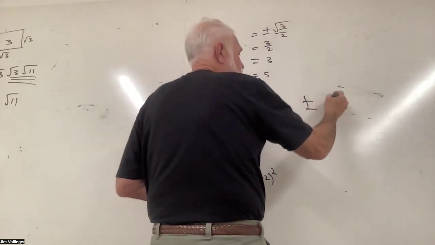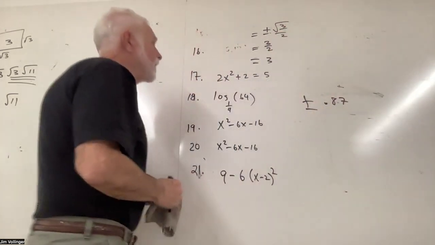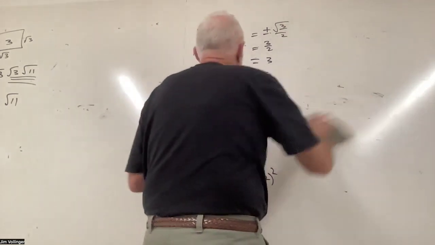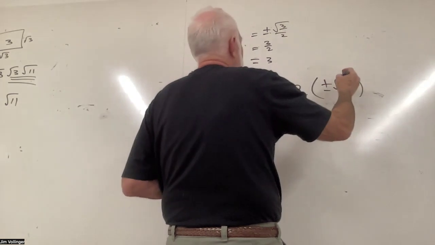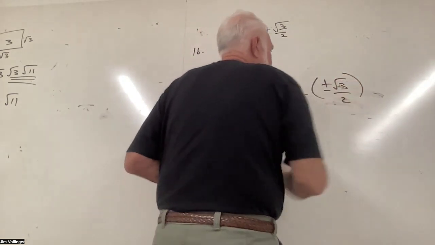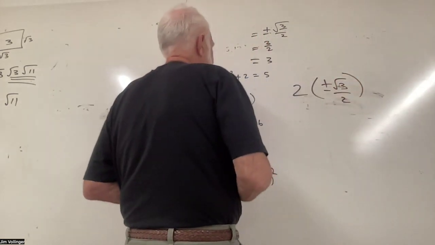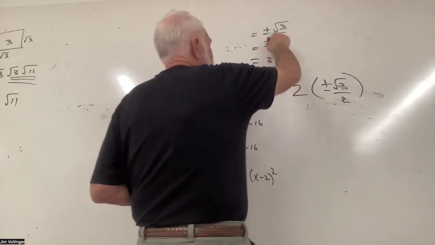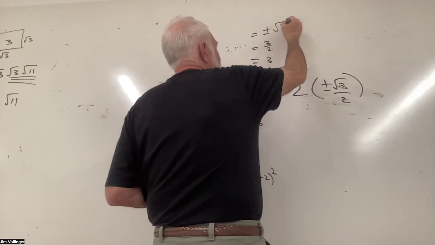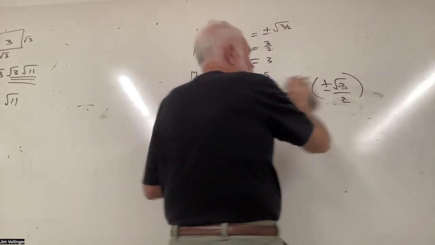I'm using 0.87. But let's see if it actually works. Let's double our answer. Plus minus the square root of 3 over 2. Was it 3? Was the 2 inside? I forgot. Oh, the 2 should have been inside. I butchered that. Okay, so let's not do this.